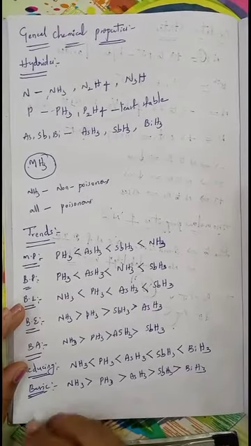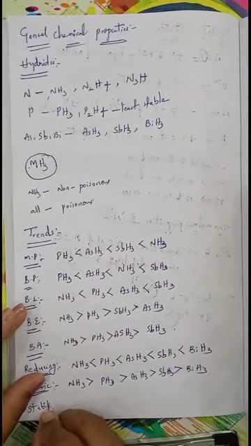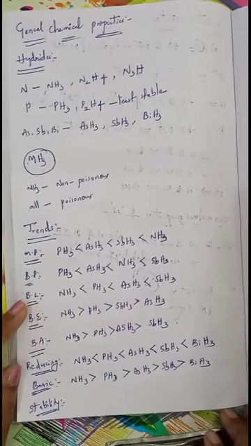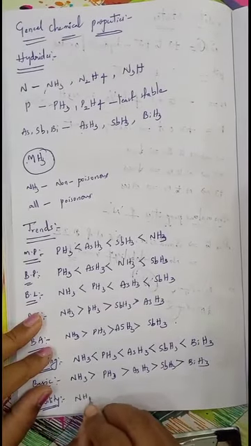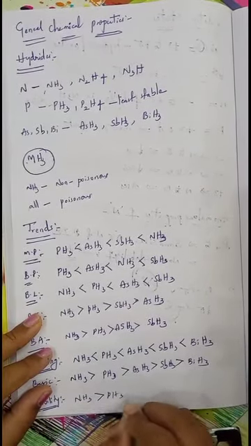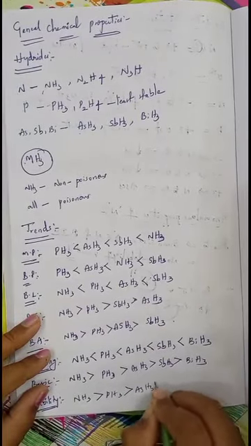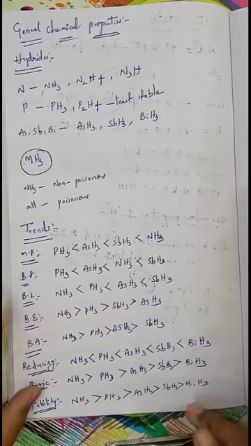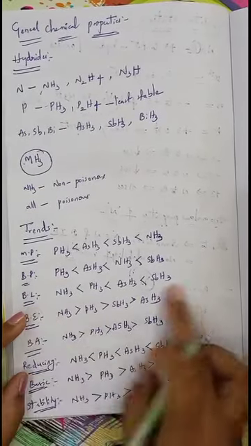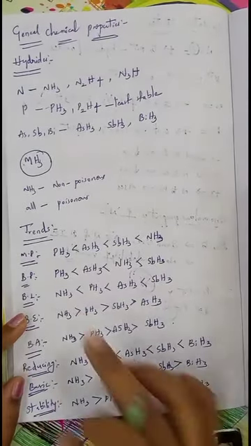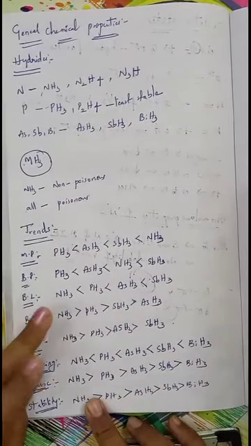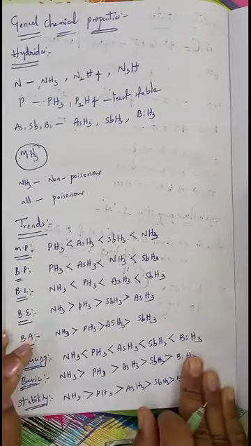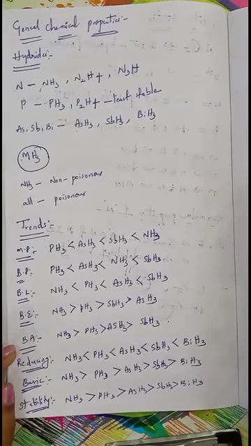Next, the stability order of these hydrides of 15th group elements. NH3 is highly stable, then PH3, then arsine, then stibine, then bismuthine. This is the opposite of bond length. When bond length increases, stability decreases. Whenever bond length is less, stability is more. Bond length is very small in ammonia, so the stability of ammonia is very high. That is about the hydrides of these 15th group elements.